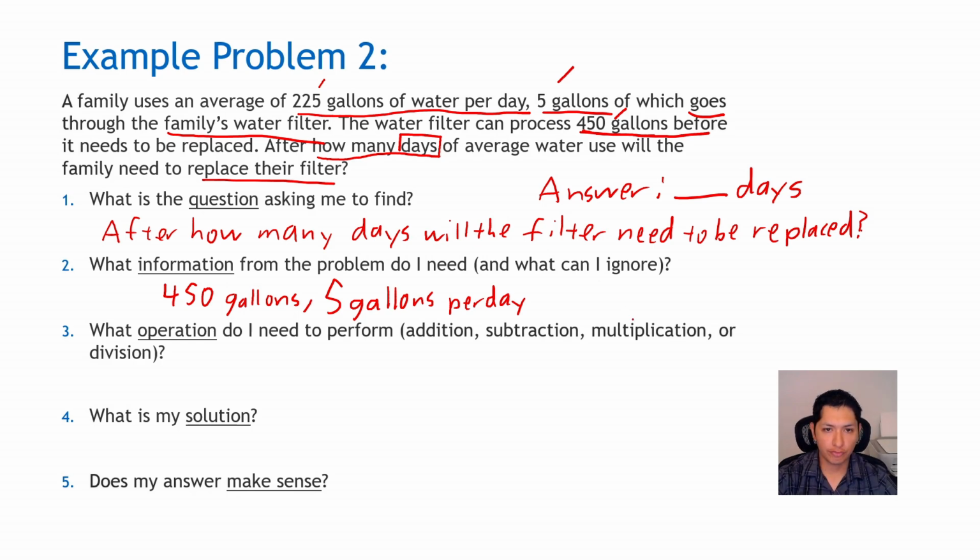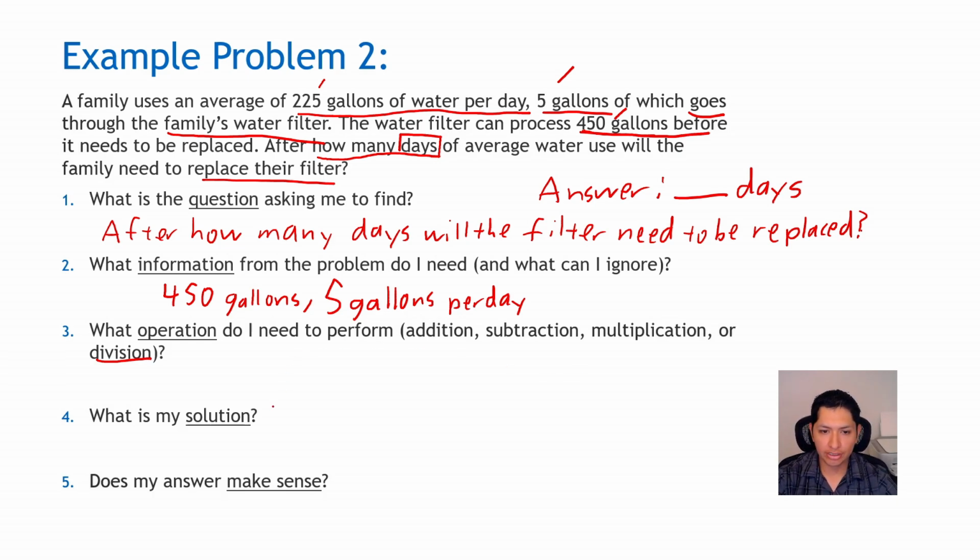So now I have 2 pieces of information left of the 3 that are provided. So now I am ready for step 3. Step 3 is, what operation do I need to perform? Addition, subtraction, multiplication, or division? Well, I have that 450 gallons is how much a filter can process before it needs to be replaced. And I know that the family filters 5 of those gallons per day. So how much time before I reach the 450 gallons? And I know that I do 5 gallons per day. So to me, the best operation to use for this is division.